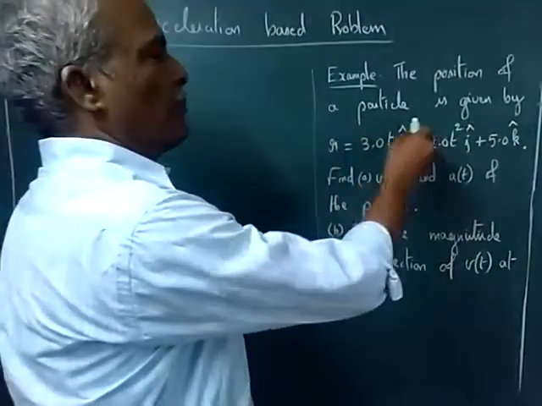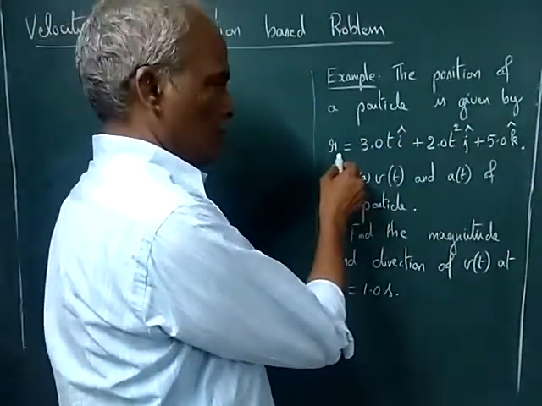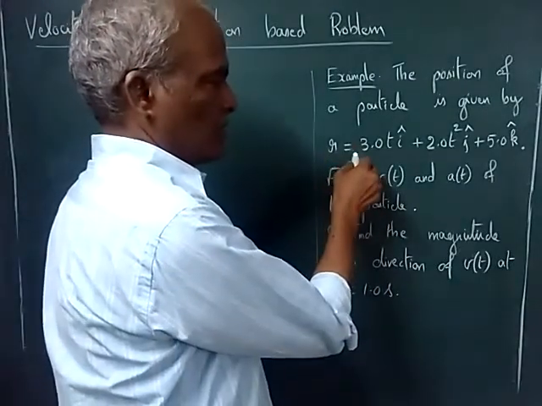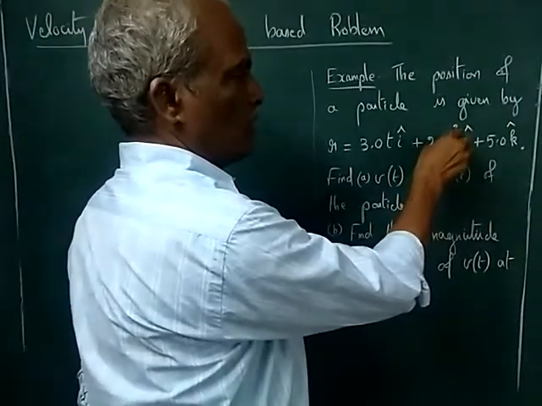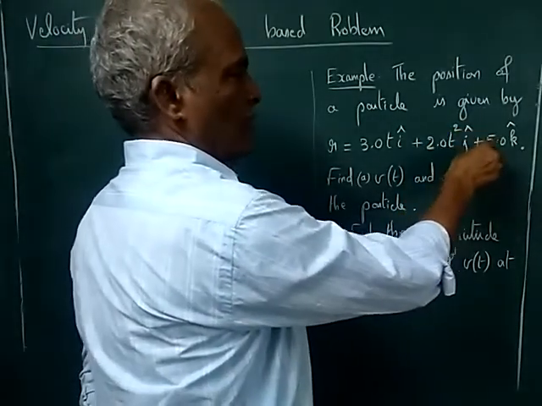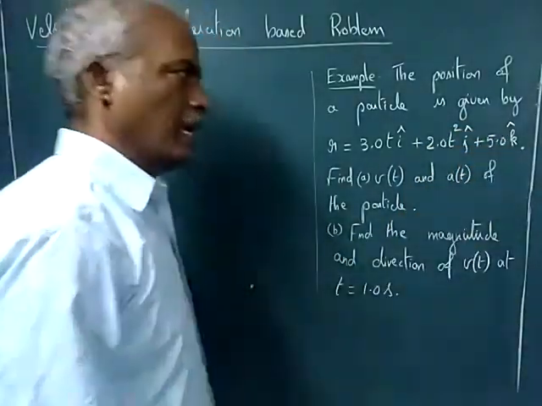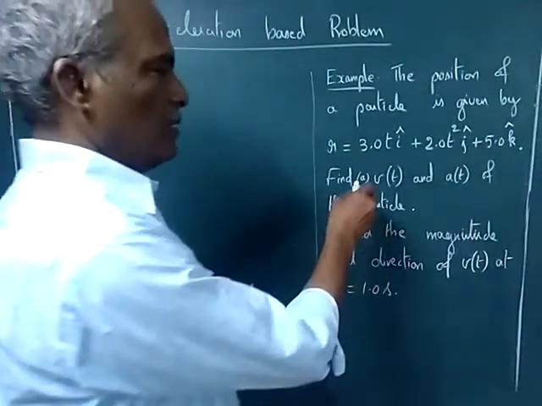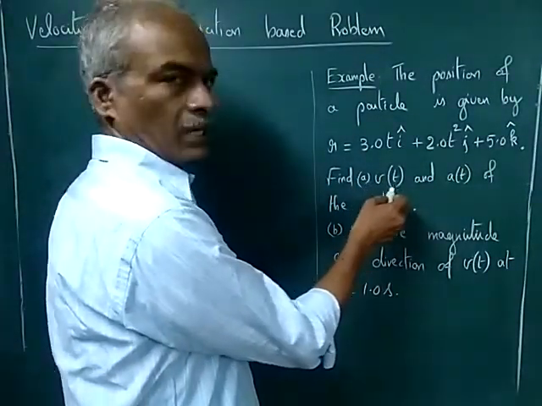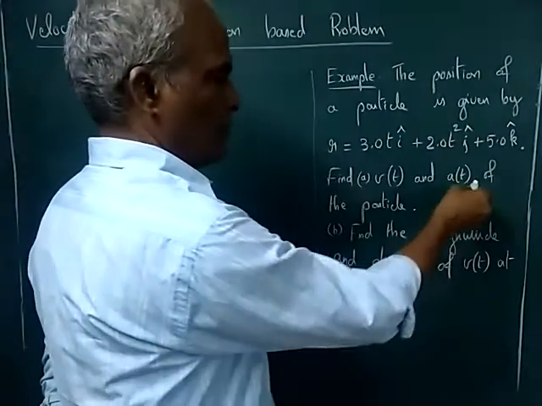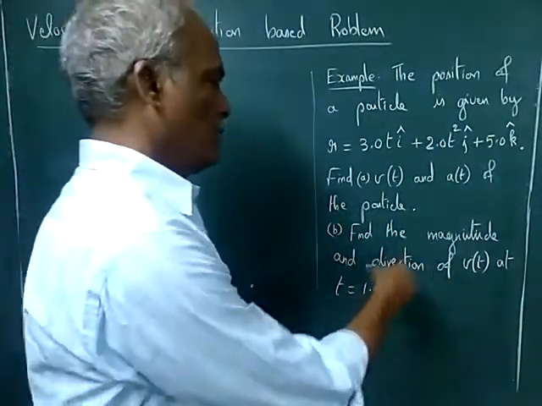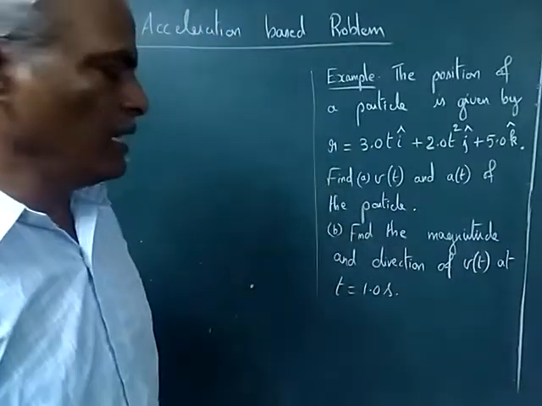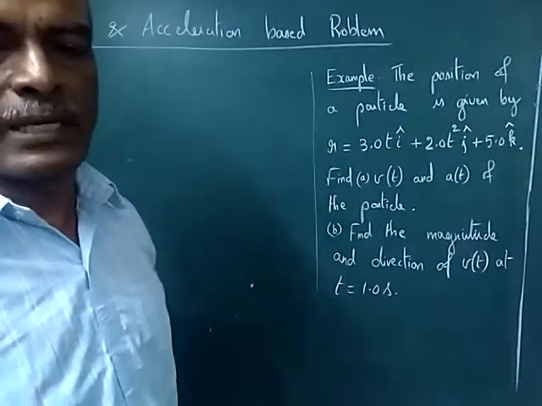The position of a particle is given by r vector, which is equal to 3.0 t i cap plus 2.0 t square j cap plus 5.0 k cap. Find the velocity v of t and acceleration a of t of the particle. Second question is find the magnitude and direction of v of t at t equal to 1 second. This is the question.